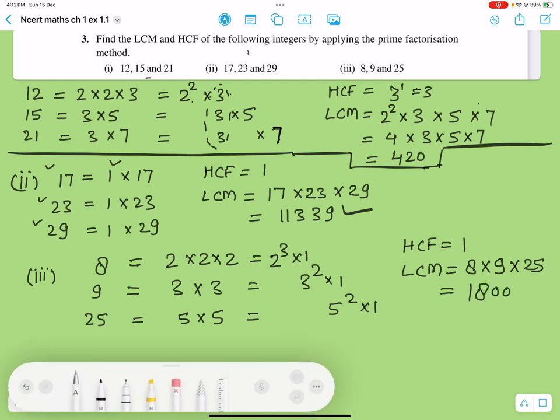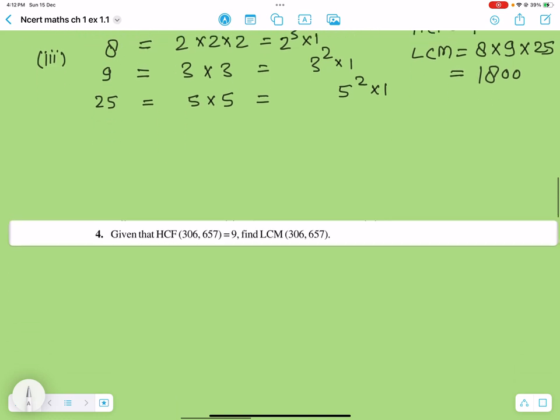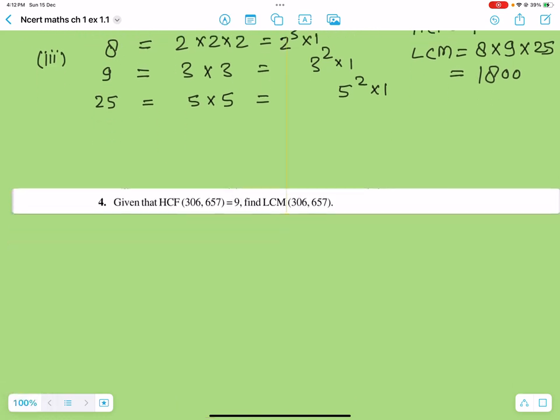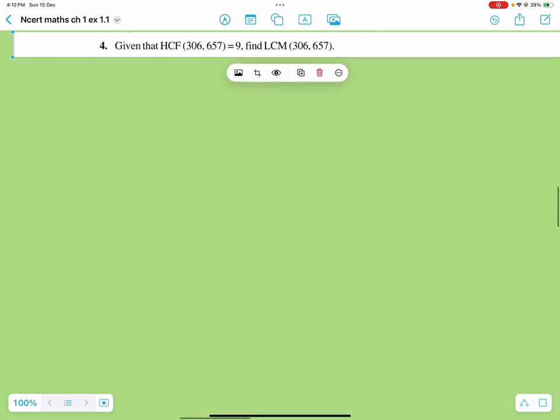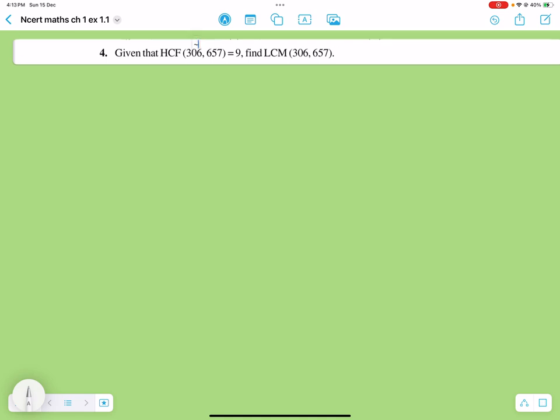Okay, so without wasting any time, let's move on to the next question. It says, given that the HCF of these two numbers, 306 and 657, is 9, find the LCM.